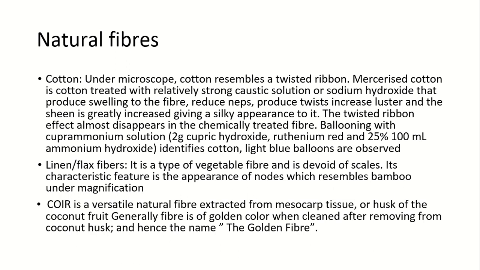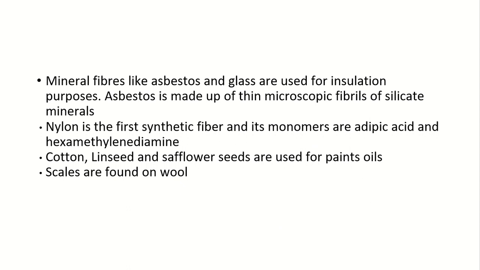Coir is a versatile natural fiber. It is extracted from the mesocarp tissue or husk of the coconut. Generally, coir fiber is of golden color, hence it is known as the golden fiber. So it is the outermost covering of the coconut. Mineral fibers are used for insulation purposes, example asbestos and glass. Asbestos is made up of thin microscopic fibrils of silicate minerals.